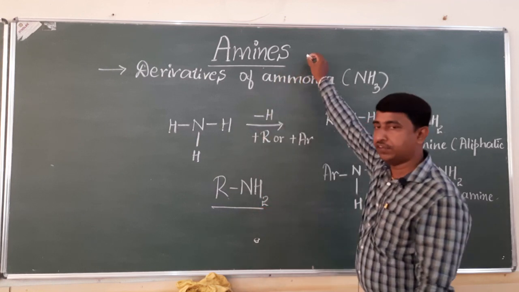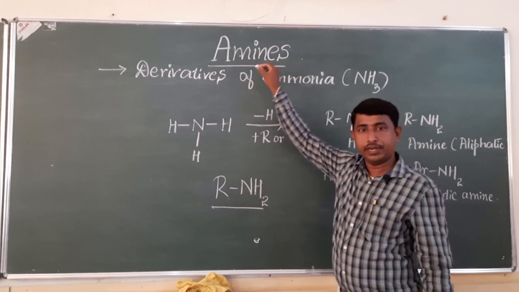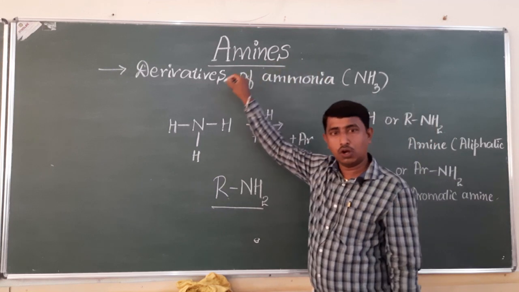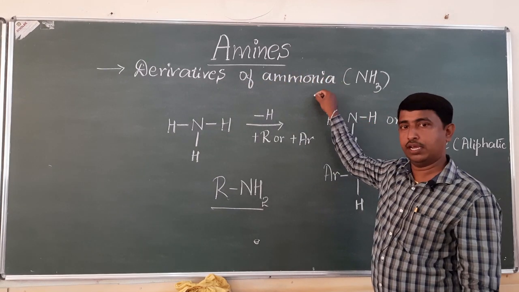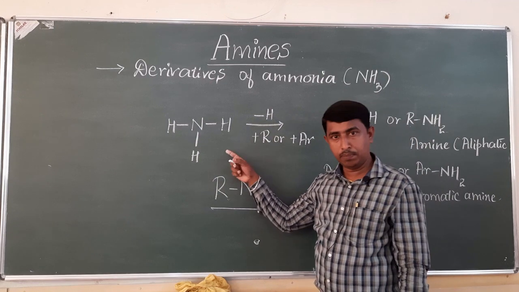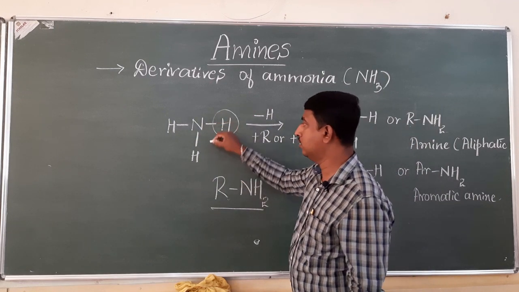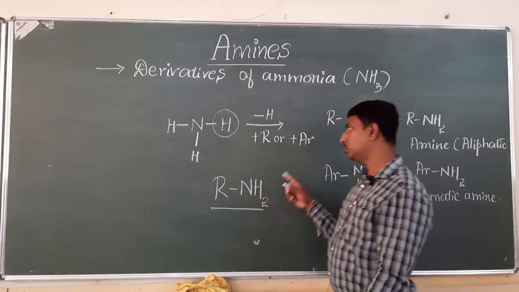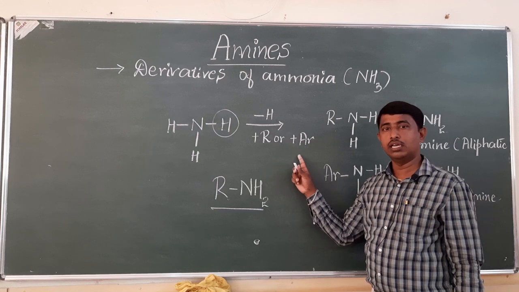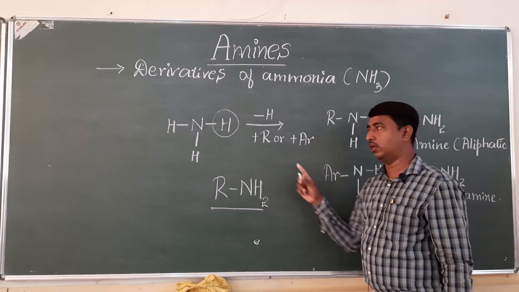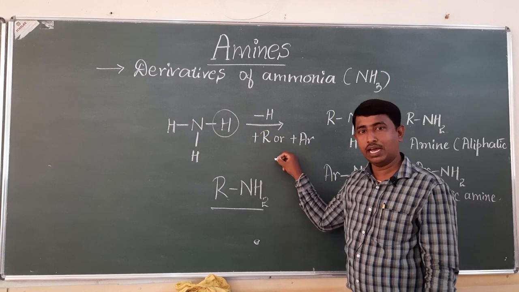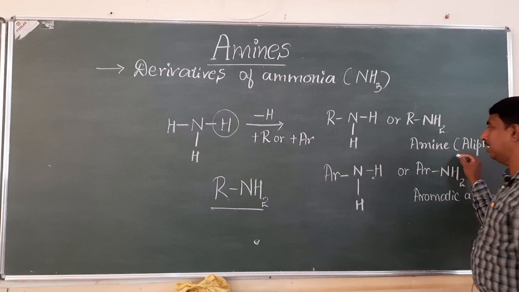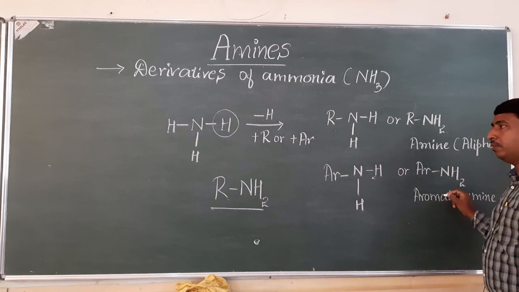So, let us repeat: what is the definition of amine? Amines are derivatives of ammonia, or compounds obtained from ammonia by replacing either one hydrogen, or 2 hydrogens, or all the 3 hydrogen atoms by alkyl groups or aryl groups. On replacing hydrogen by an alkyl group or an aryl group, I will get either an aliphatic amine or an aromatic amine.